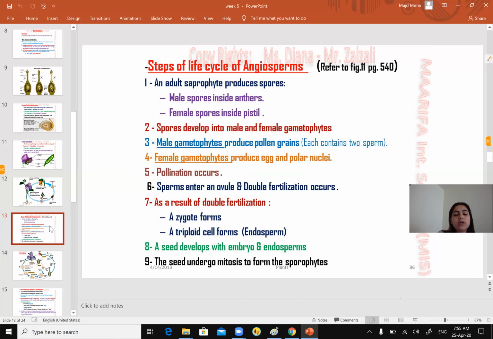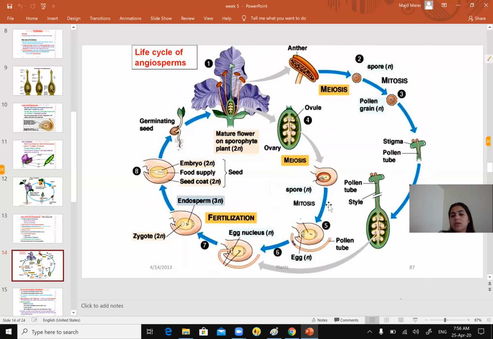Then pollination occurs. Pollination, which is what? When the pollen grain lands on a stigma, this is called pollination.